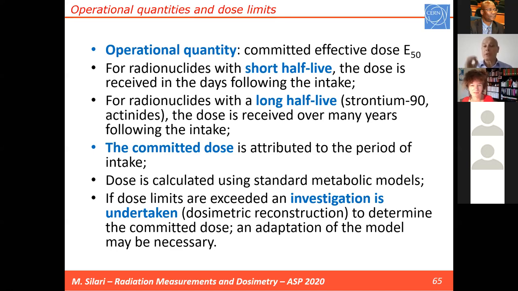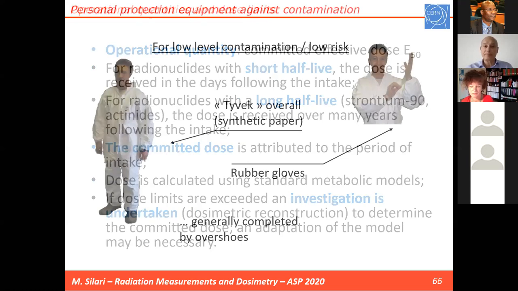The committed dose is attributed to the period of intake. So it may happen that this dose will make you exceed the annual limit for that year, so that your activity in the radiation area will be completely suspended from that time forward. So if the dose is high, then you will need to undertake an investigation, maybe dosimetry reconstruction, maybe modeling with Monte Carlo codes of the exposure event.